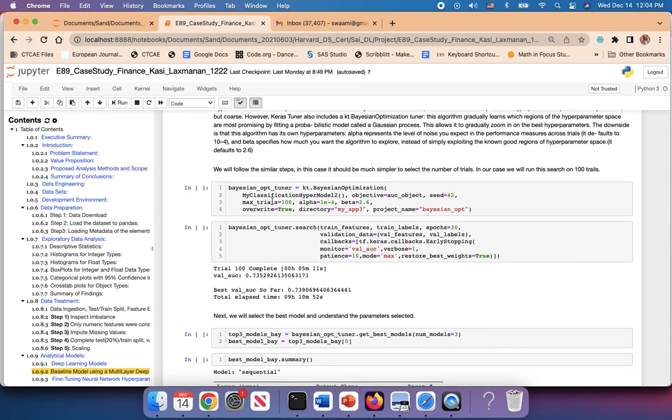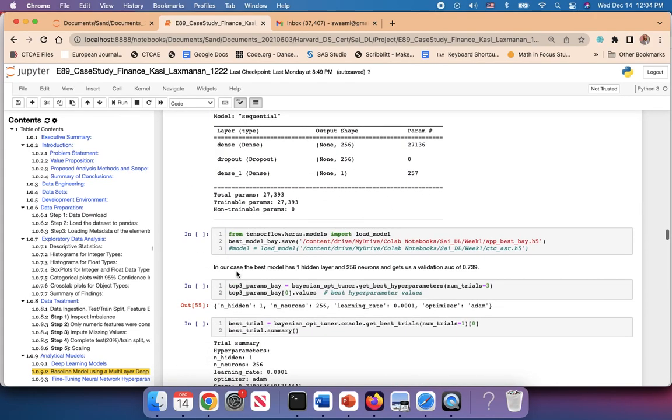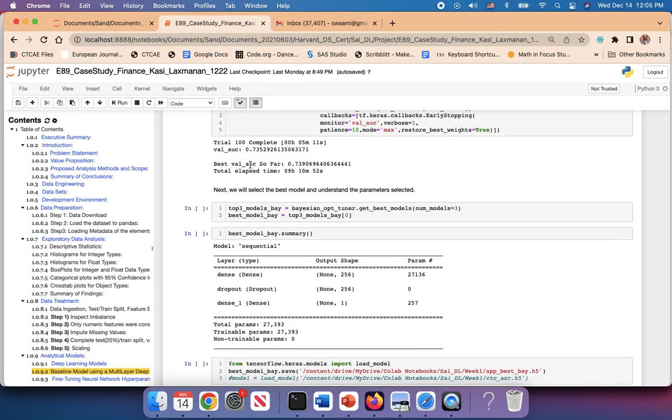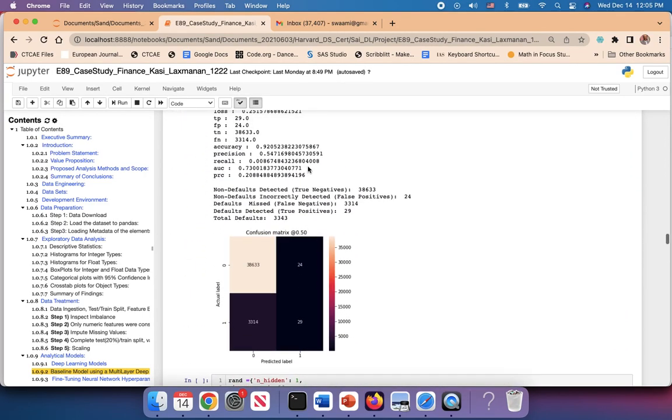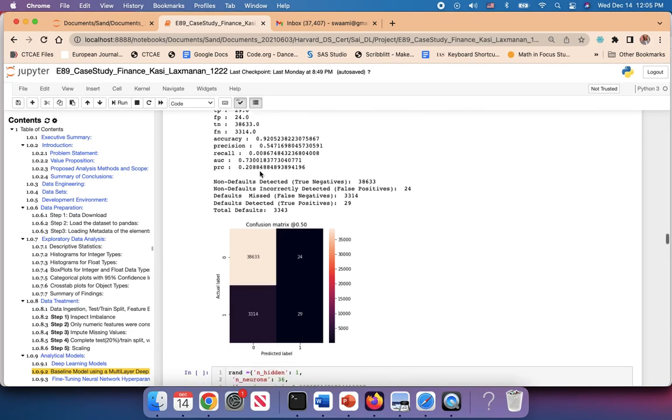So now we will use the same classification hypermodel that we defined in the previous section, and then we will run a search for about 100 trials in this case. The best model had a validation AUC of 0.739. We will run our evaluation on the test data set. The evaluation comes up with a 0.730.